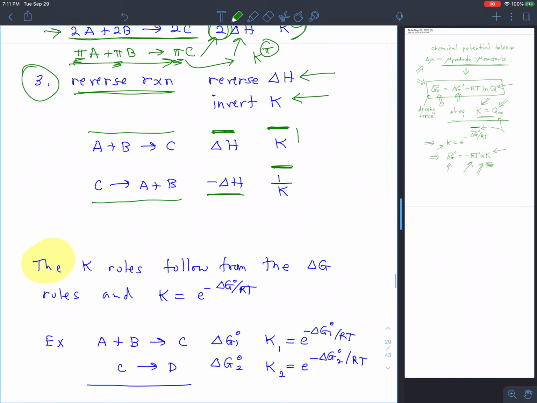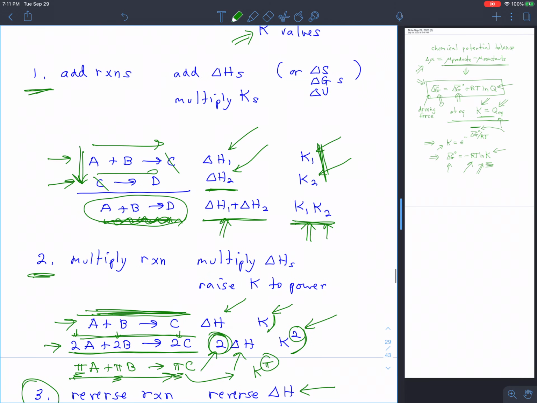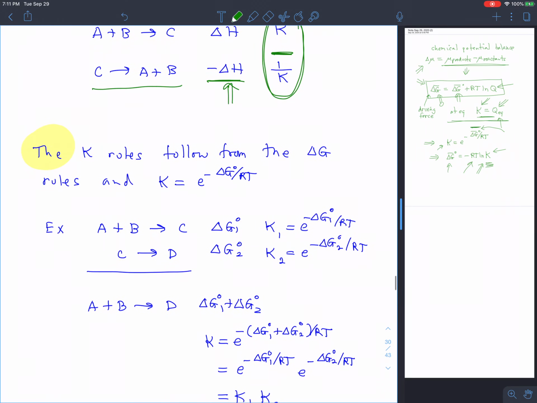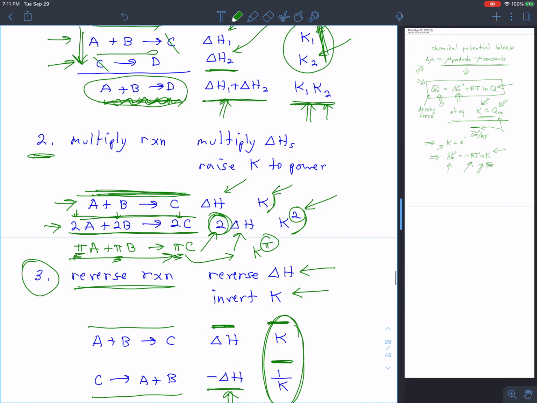These rules for K might seem a little strange at first. Everything's getting multiplied or raised to powers or inverted instead of these more intuitive rules for delta H. And let me say, I'm using delta H here, but the same rules apply for delta G or for delta S or for delta U. All the standard thermodynamic quantities obey the same rules. It's just the equilibrium constants that have these somewhat funnier rules. But the rules for equilibrium constants follow from this relationship. The equilibrium constant, remember, is essentially an exponential of one of our more standard quantities, delta G.